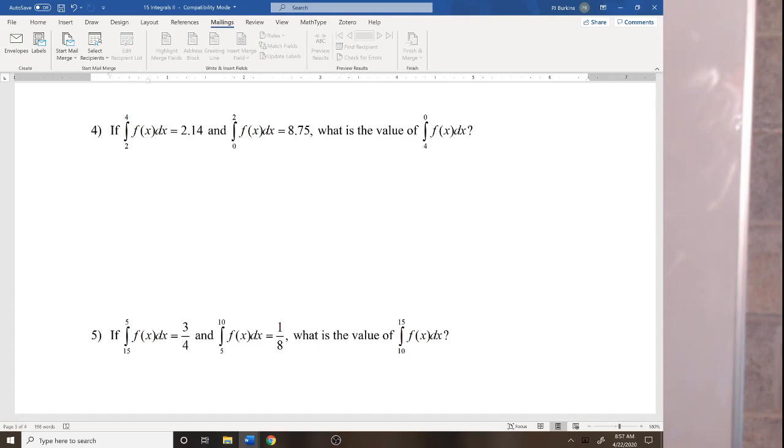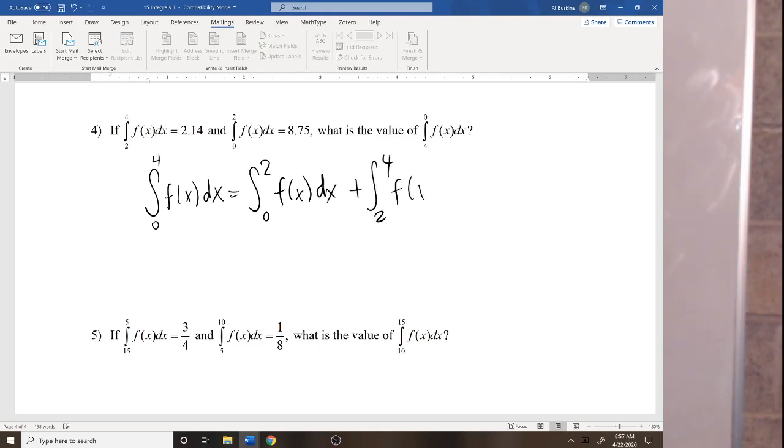So number 4, again, we've got an integral from 2 to 4, then one from 0 to 2, and then one from 0 to 4. Still the extreme bounds are 0 and 4. So we can rewrite that: the integral from 0 to 4 has to equal the integral from 0 to 2 plus the integral from 2 to 4. We're going to solve for 0 to 4, and then recall that this one is equal to minus that answer, because if we flip the bounds, we get a negative in front.